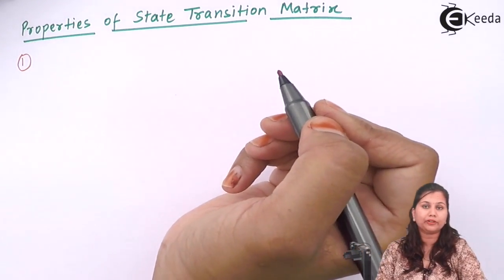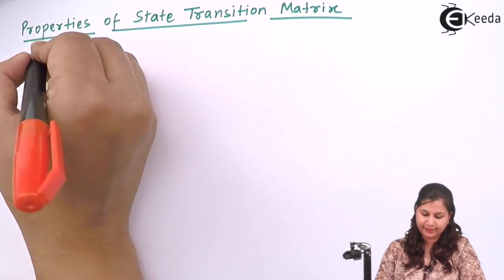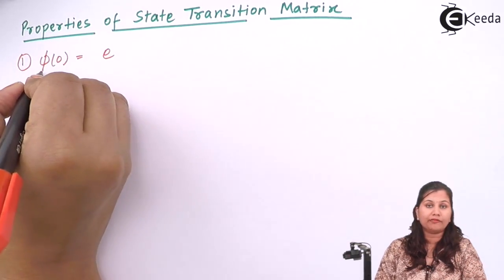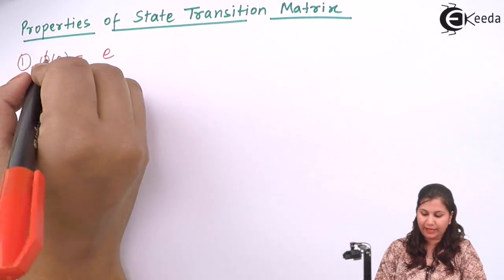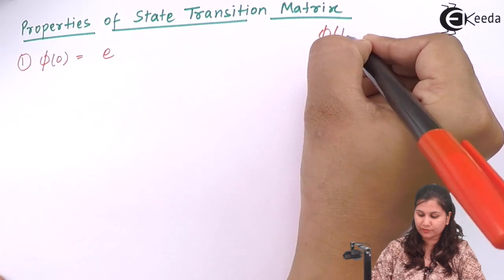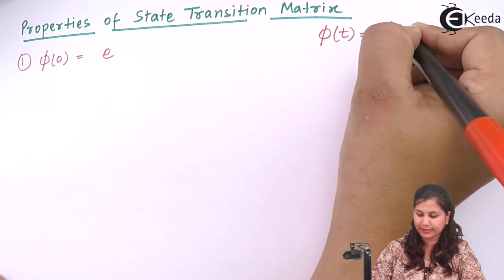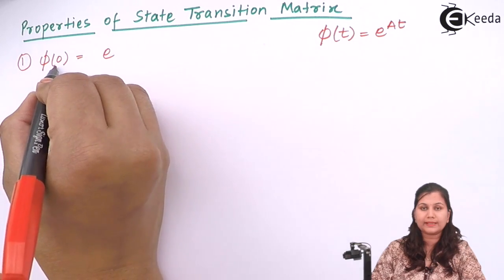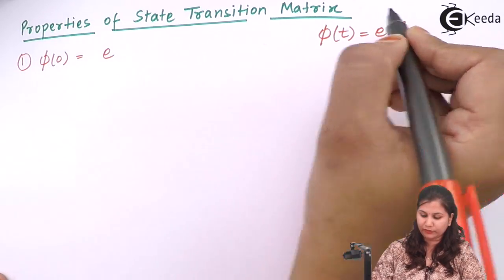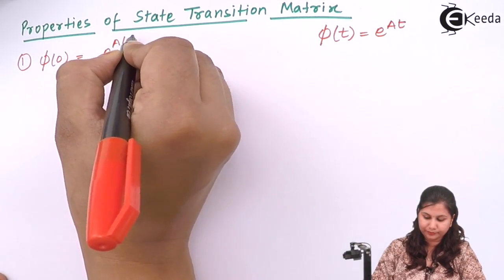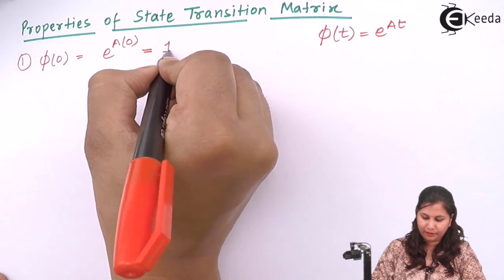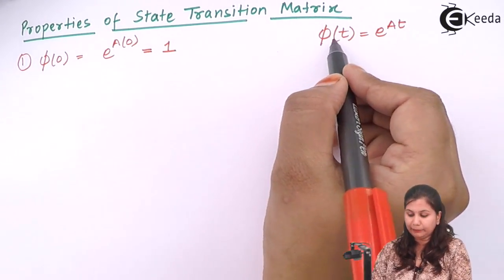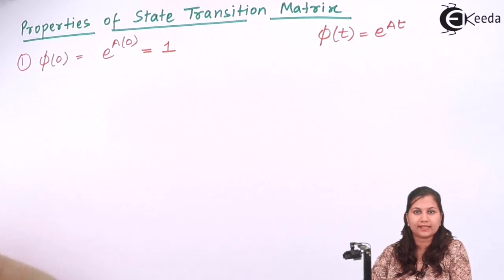The first property of the state transition matrix is at t equals 0. The state transition matrix phi of t is e raised to the power At. So we are putting t equals to 0 here also, and its value will come out to be 1. So the state transition matrix at time t equals 0 is 1.